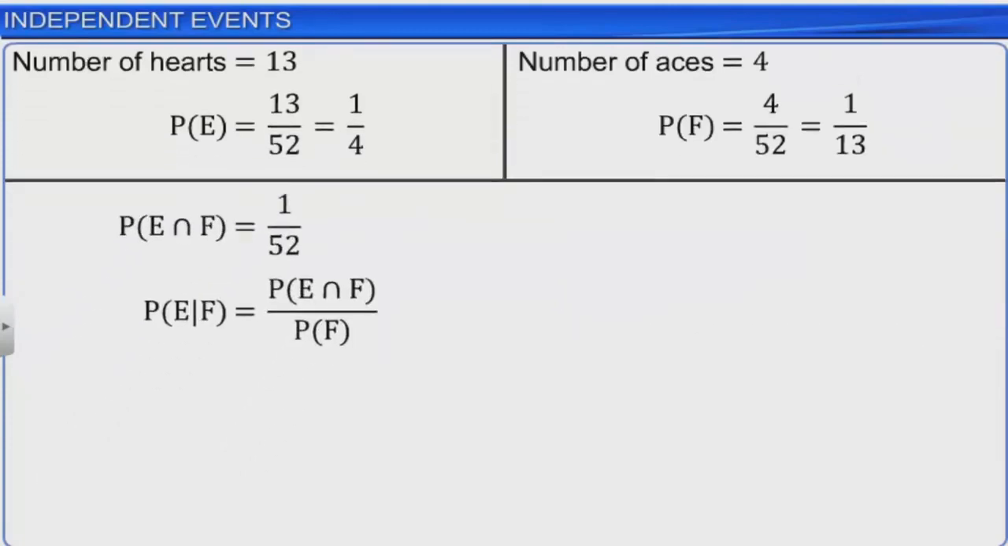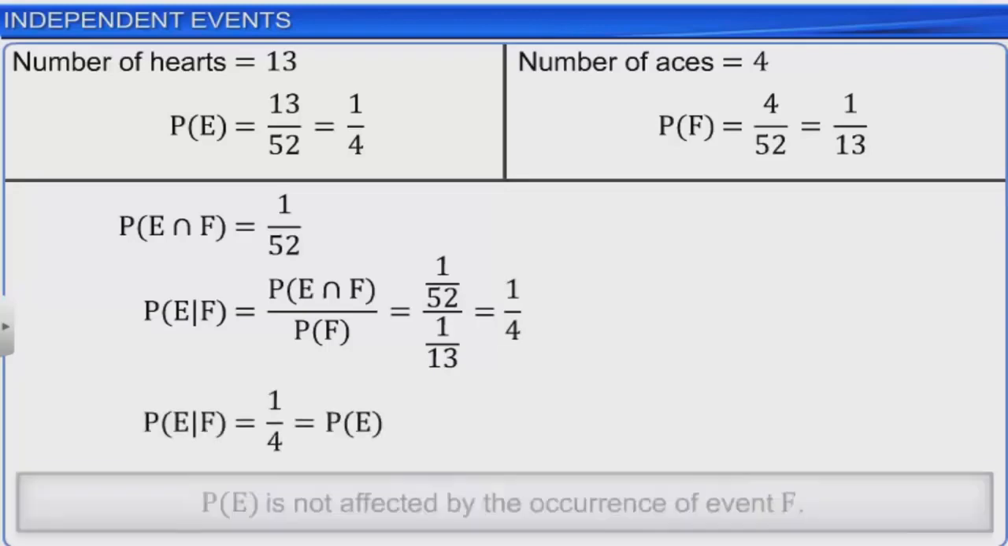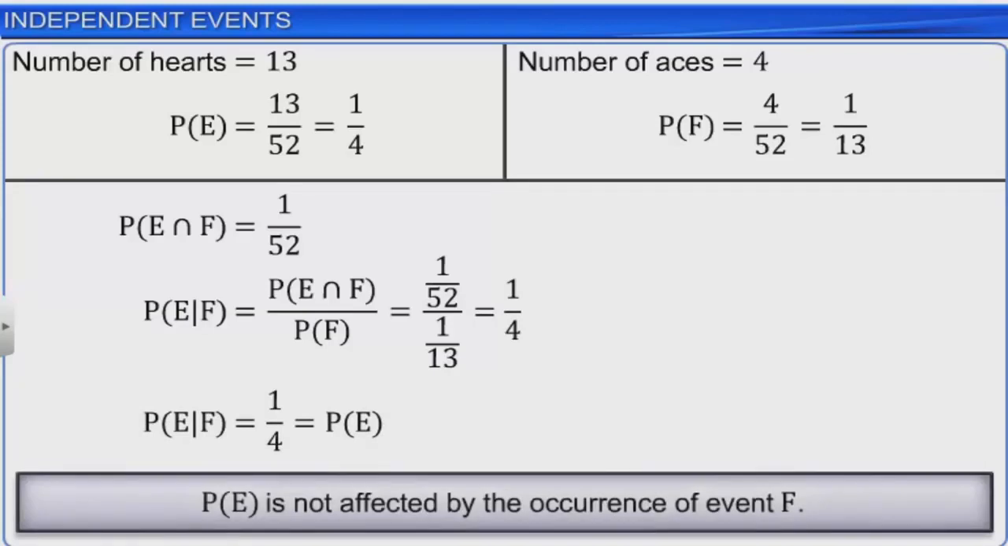The probability of E intersection F is 1 divided by 52, while the probability of F is 1 divided by 13. On simplification, we get 1/4. This is equal to the probability of event E. This implies that the probability of E is not affected by the occurrence of event F.